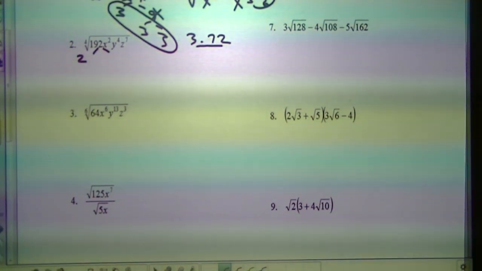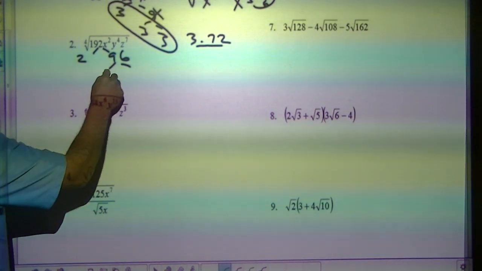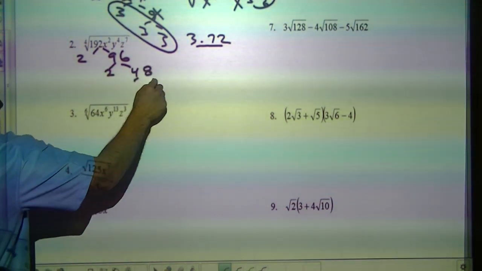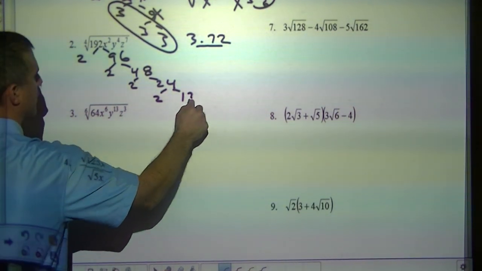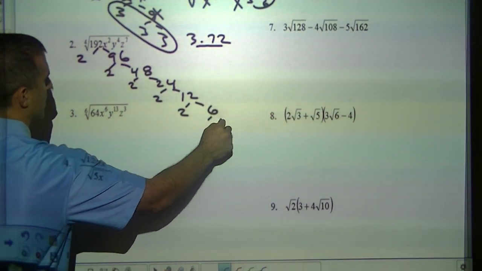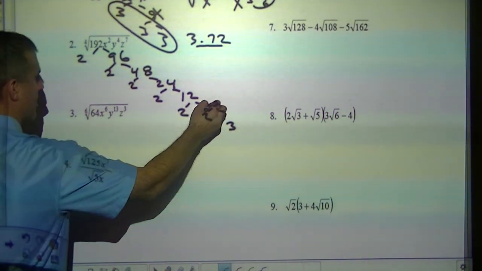So I'm going to break this down. That's going to be 2 and 96. I can divide that by 2. It's 2 and 48. I divide 48 by 2, that's 2 and 24. 24 by 2, 2 and 12. 12 by 2, 2 and 6. 6 by 2 and 3. All right, so I'm going to cross off everything here.